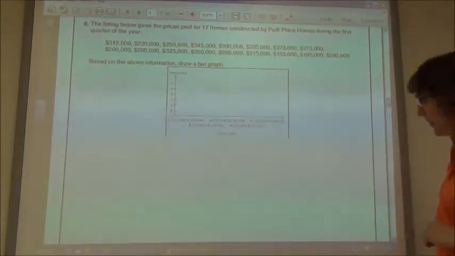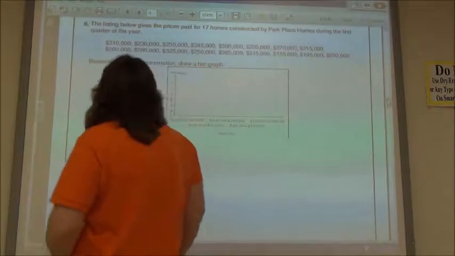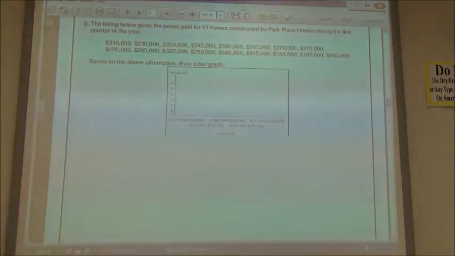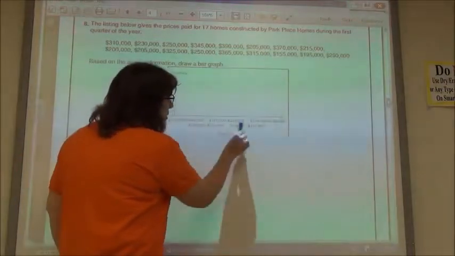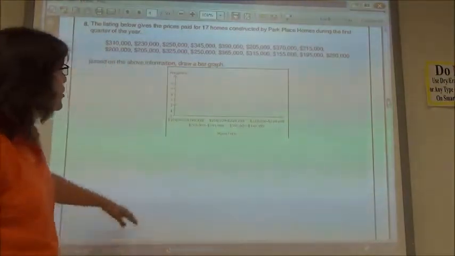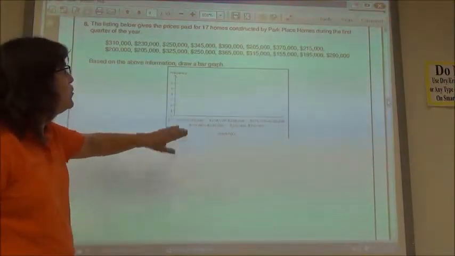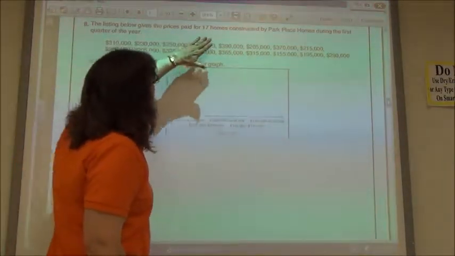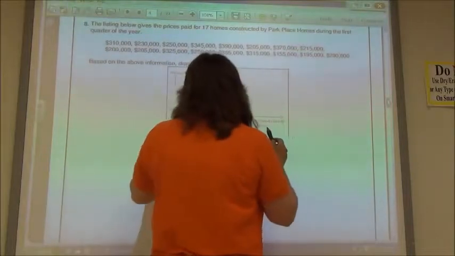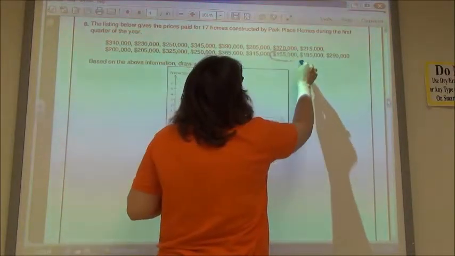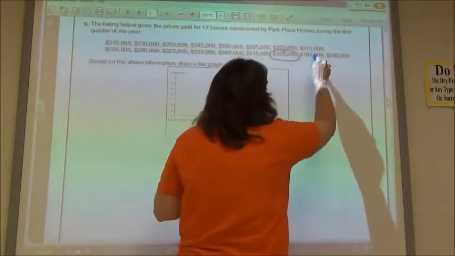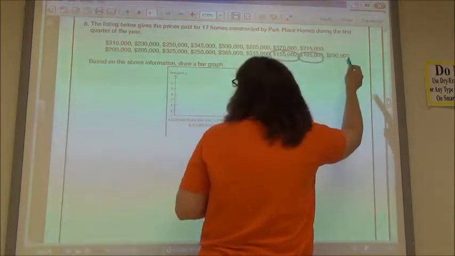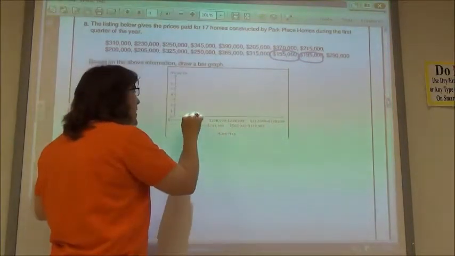Number 8. Again, we have 17 items. They're listing the price paid for 17 homes, and we want to put them in the table. They kind of snuck these ones in the middle, so just kind of watch that. But they should go in order, $150,000 to $199,000. So looking for the ones that start with $100,000. We got $150,000, so $155,000, and to $199,000, so $195,000. Just looks like there's 2 in that category.